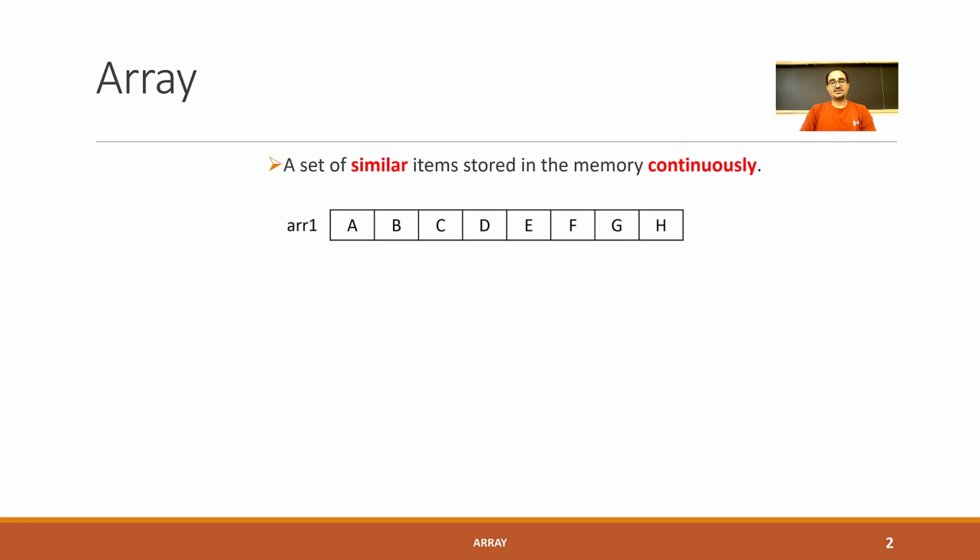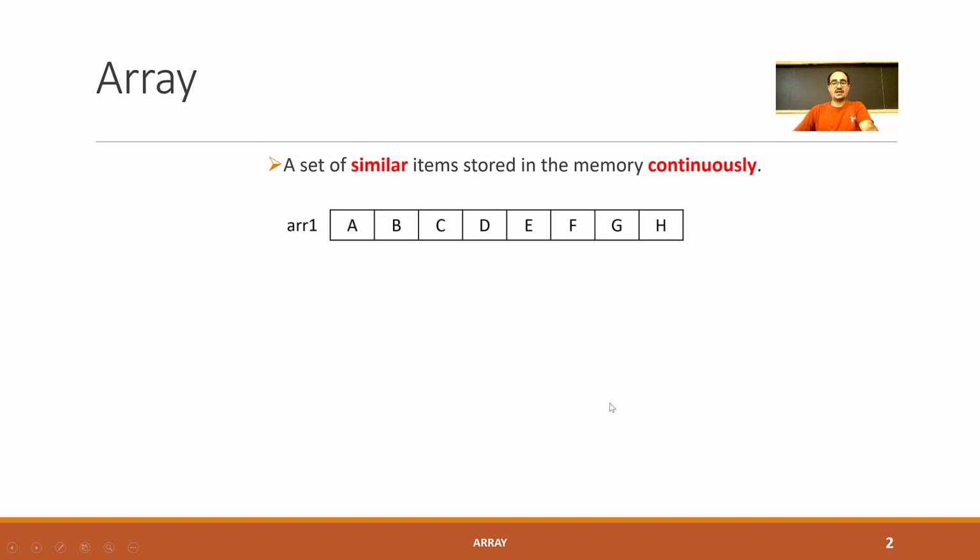An array is a data structure in order to keep a set of similar items in the memory continuously. It's important to have in mind that all the elements in the array have to have the same data types and we have to keep them in the memory continuously. We will see why these two properties are important.